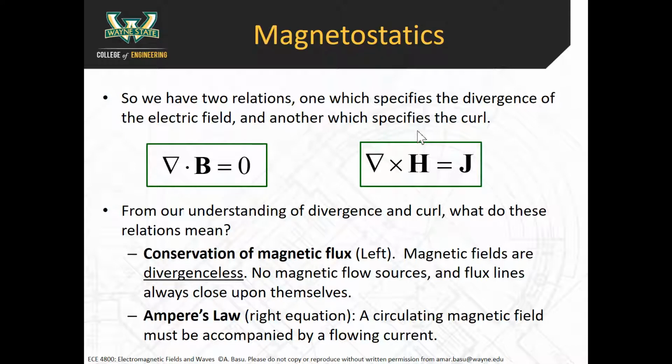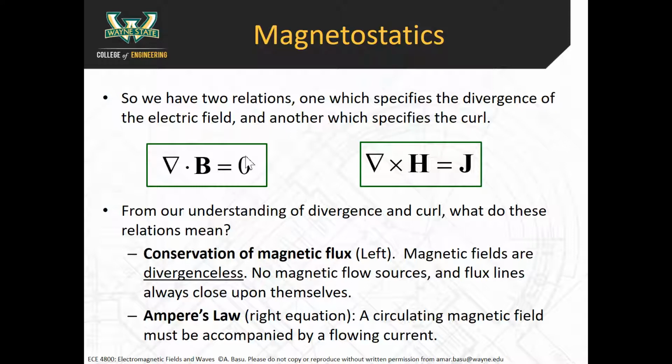All right, so we have two relations. One specifies the divergence of the magnetic field, and another specifies the curl. This says electric here, just ignore that. It says magnetic. So from our understanding of divergence and curl, what do these relationships mean? Magnetic fields, we just went over this, are divergence-less. There's no such thing as magnetic flow sources, and flux lines always close upon themselves. So in other words, magnetic field lines form loops.